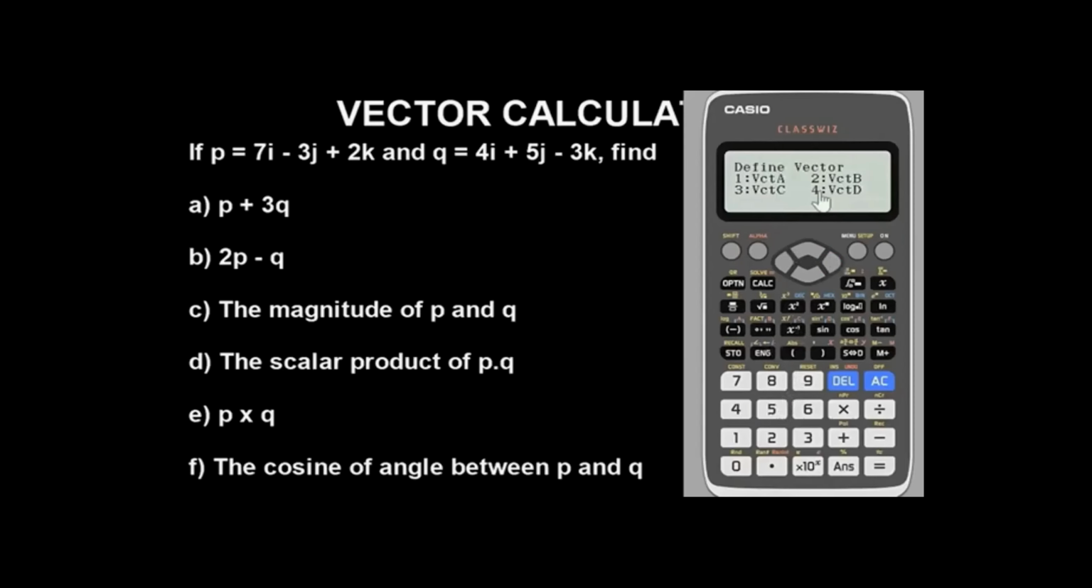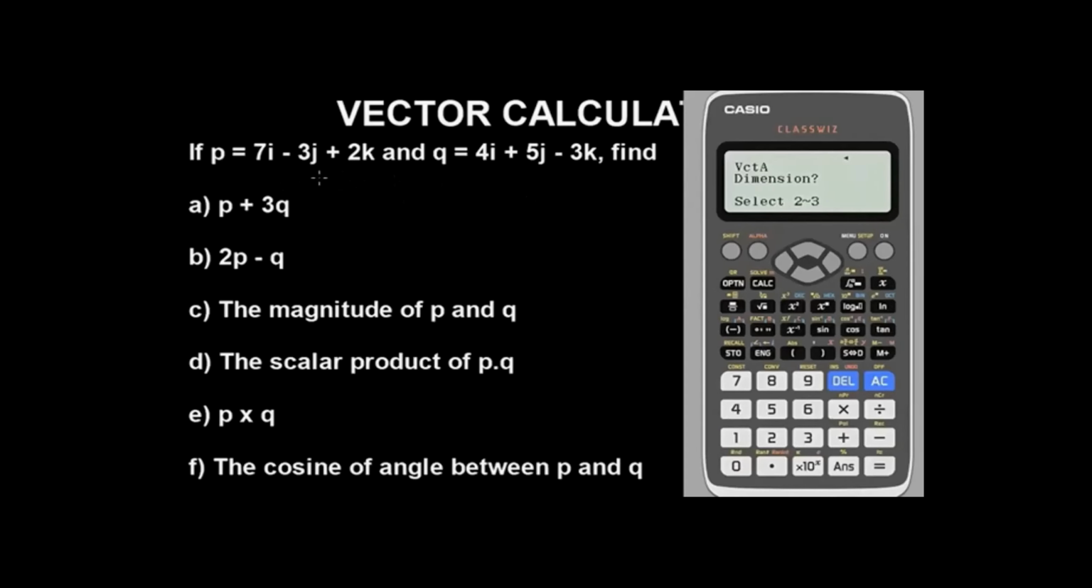So once you press 5, it will prompt you to define your vector. So guys, let's label our vector P in this calculator as vector A. So it's as simple as that, guys. So you press 1. Once you press 1, it will prompt you again to select the dimension of a vector. This is very, very important, guys.